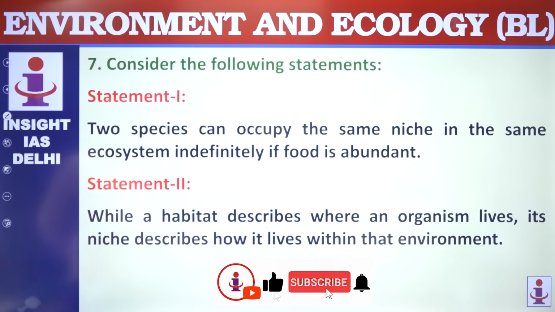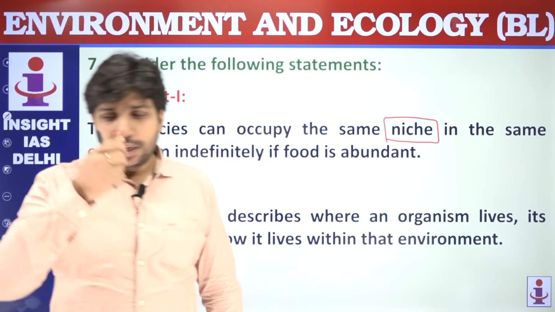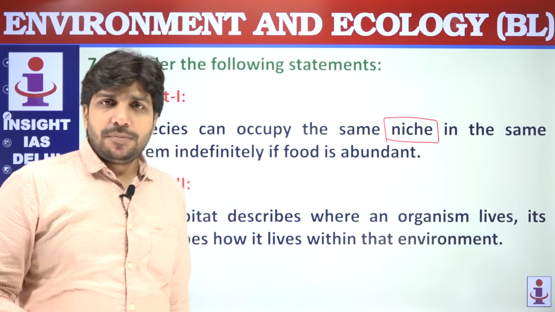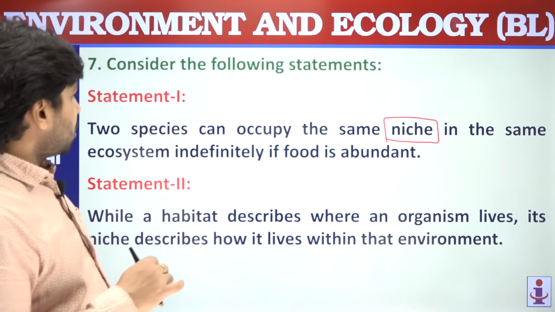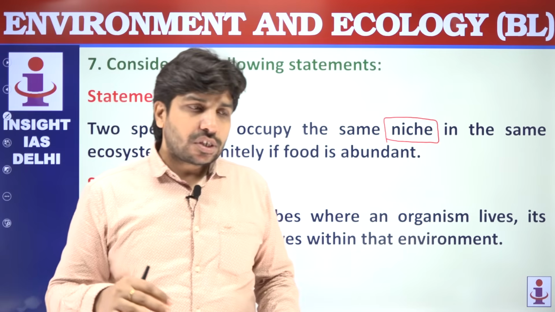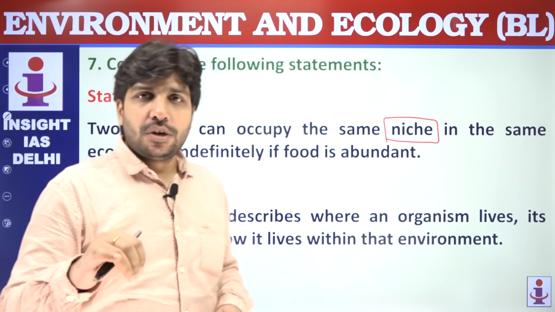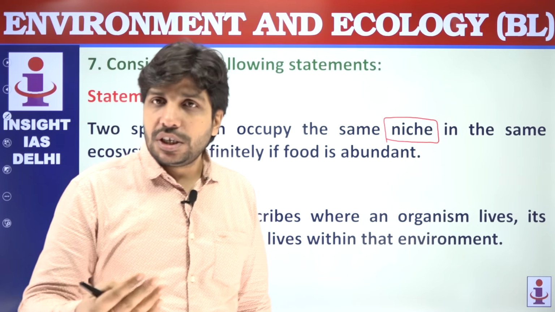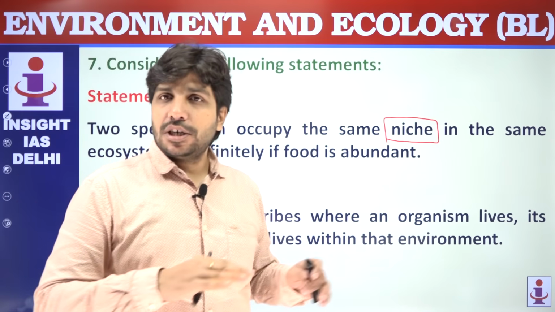Then we have this statement: two species can occupy the same niche. What is the meaning of niche? One more term is being introduced over here. Niche is the functional place of a species, of an organism. An ecosystem is about species interacting with each other, and niche is the functional role of a particular species. What that species is doing, what it is eating, what its shelter is. These are all defined by the term niche.